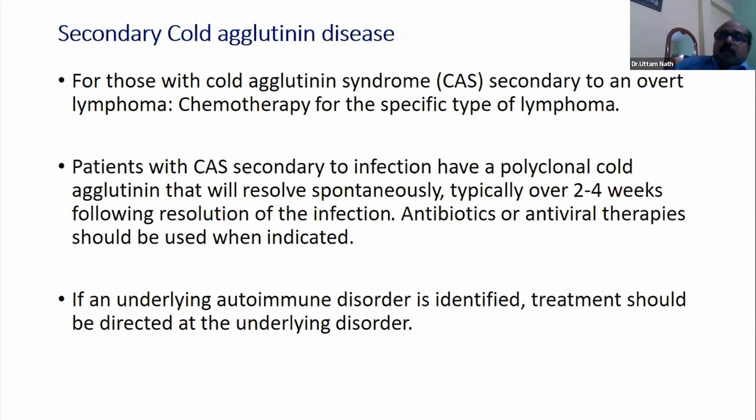Patients with polyclonal cold agglutinins, like mycoplasma or post-viral, like infectious mononucleosis, typically are self-limiting. However, they may require treatment if severe, and antibiotics may be used. If SLE or other autoimmune disorders are identified, then treatment should be directed at the underlying condition, and treatment may also be required for significant hemolysis.